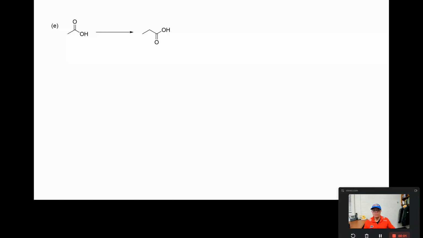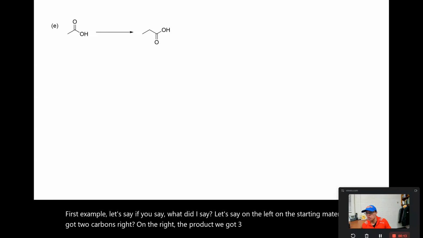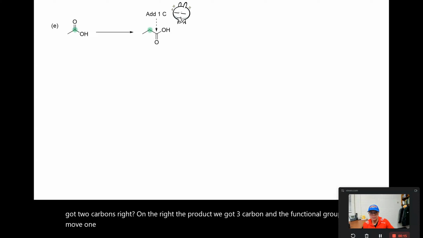First example, let's see if you see what I see. On the left, the starting material, we've got 2 carbons, right? On the right, the product, we've got 3 carbons, and the functional group moved 1 carbon to the right. Okay, you have to think about how to do this.